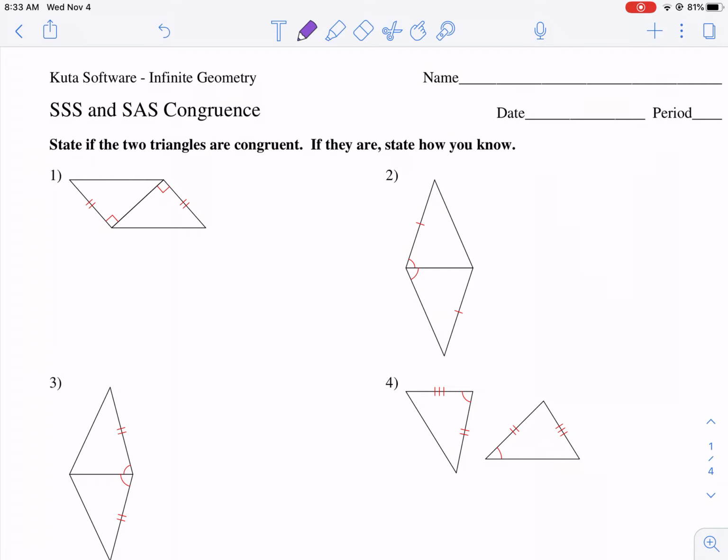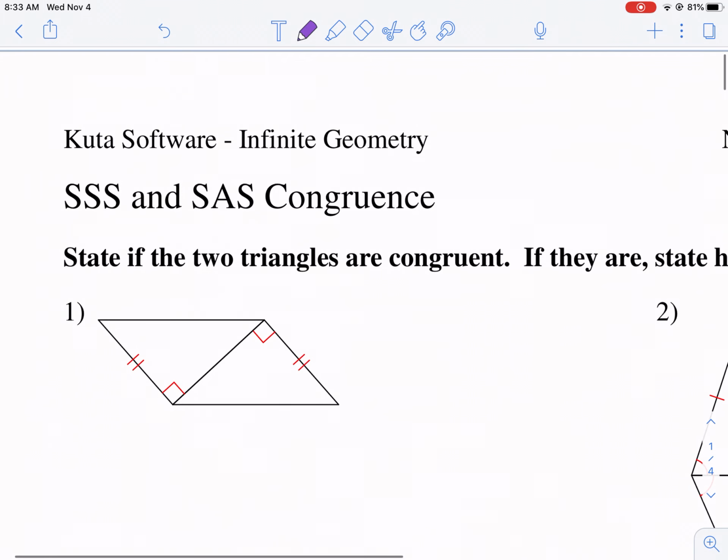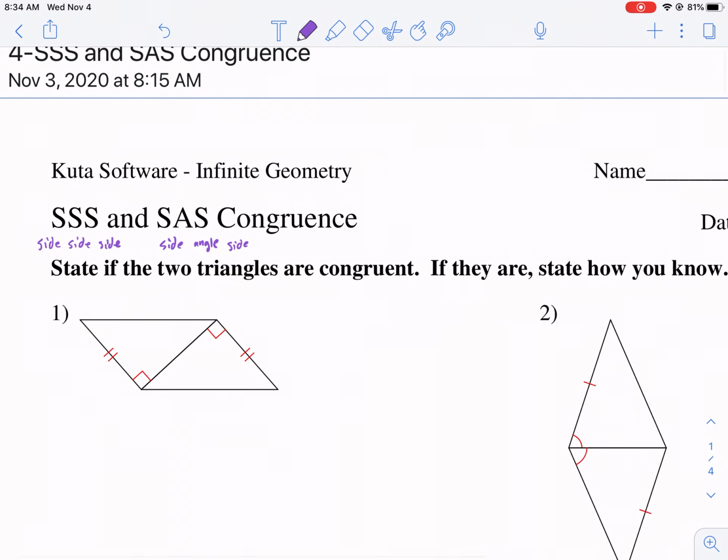Now, the first thing we've got to understand about SSS and SAS is what they stand for. The S's stand for side, so this is talking about side, side, side. And then in the other one, again, these S's are side, but in between we have an angle. So what does this mean? Well, let's give a demonstration here.